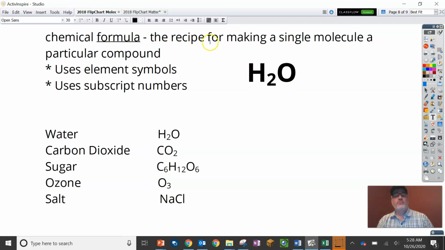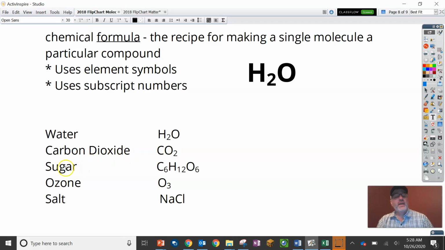Okay, and it's really just a recipe for making one molecule of a compound. So when we write a chemical formula, we'll always use the element symbols, which we've been learning about. And we're going to use these numbers that are just below the line, which we call subscript numbers. You may have heard water called H2O before. That is actually water's chemical formula. If you've heard carbon dioxide called CO2, that is its chemical formula.